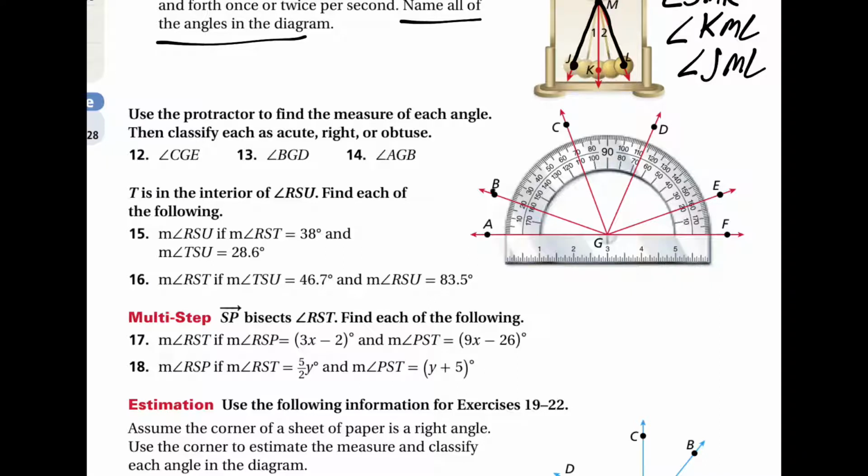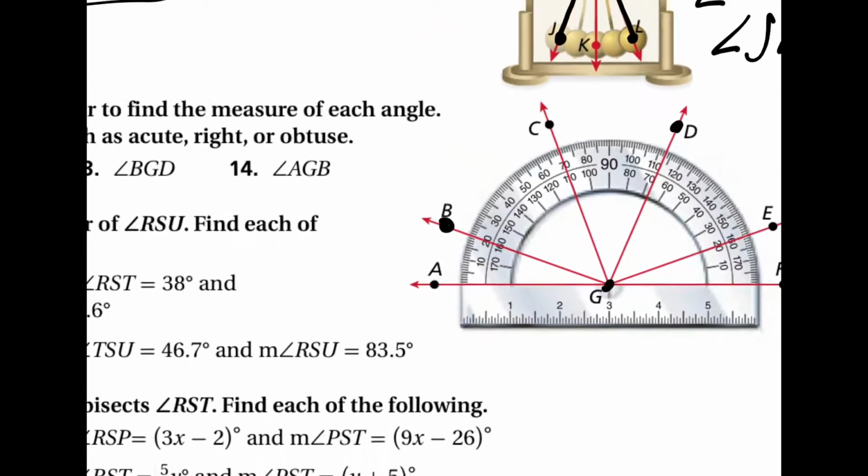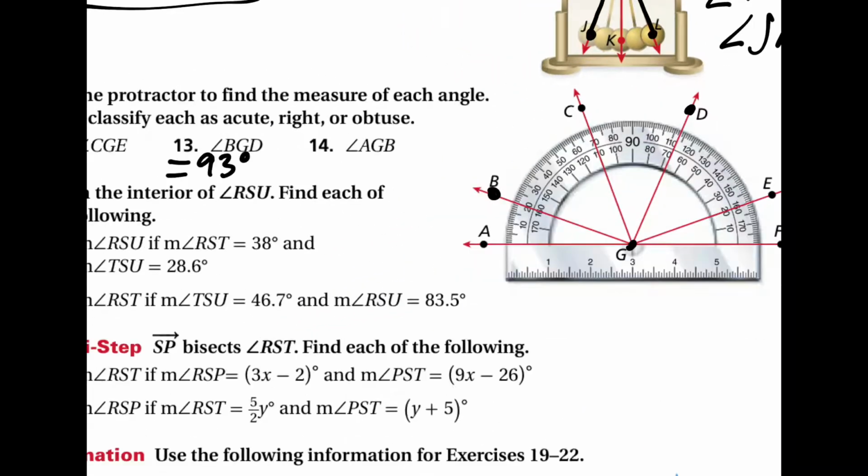Number 13 asks to find the measure of each angle using the protractor and then classify the angle. So angle BGD, we can take the larger measurement, 113, and subtract 20. That'll give us a measure of 93 degrees, which means we are looking at an obtuse angle.